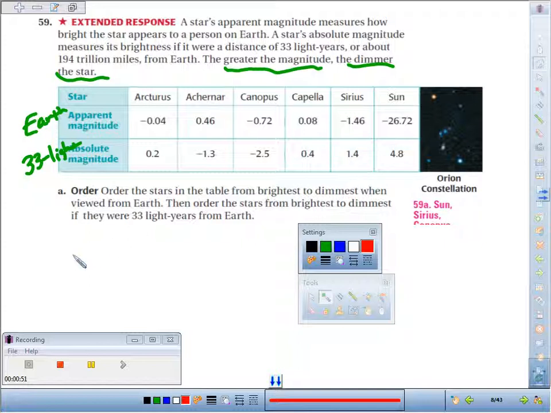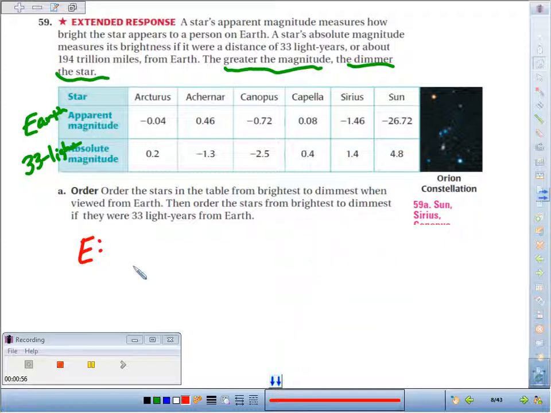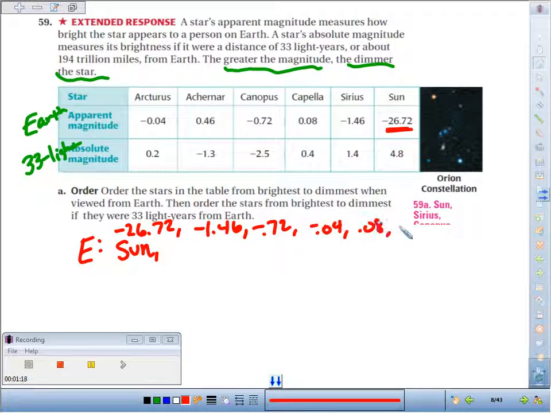Okay, so when we talk about Earth, the brightest star, the biggest negative, is the sun. That makes sense. It's the one we see the brightest. So the sun is the brightest. And then if we think about putting these in order from least to greatest, maybe I'll do that with the decimals first. Negative 26.72, negative 1.46, negative 0.72, negative 0.04, 0.08, and then 0.46.